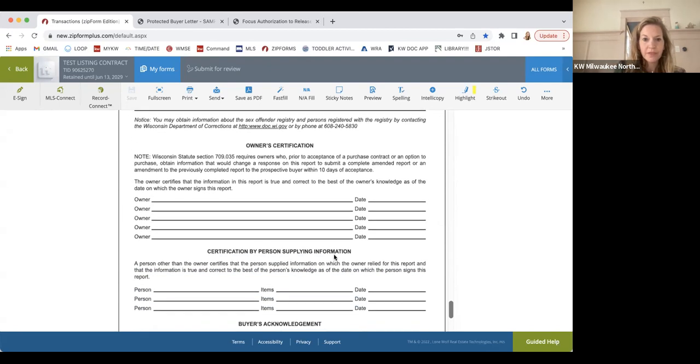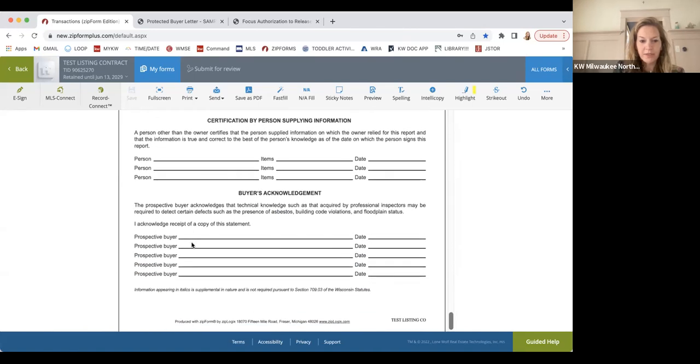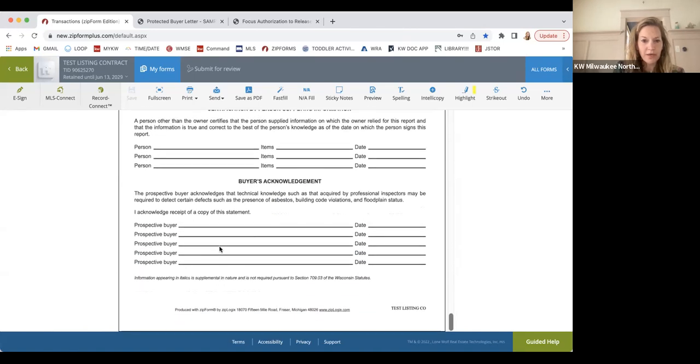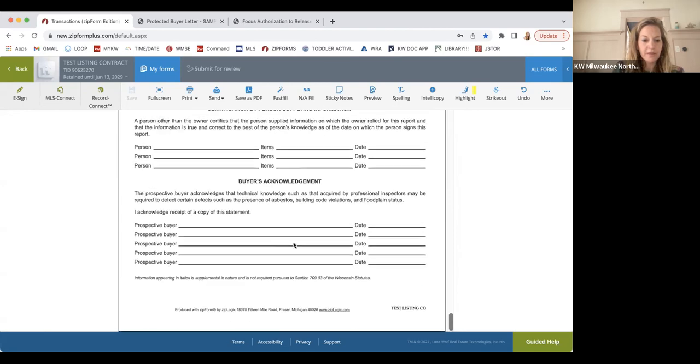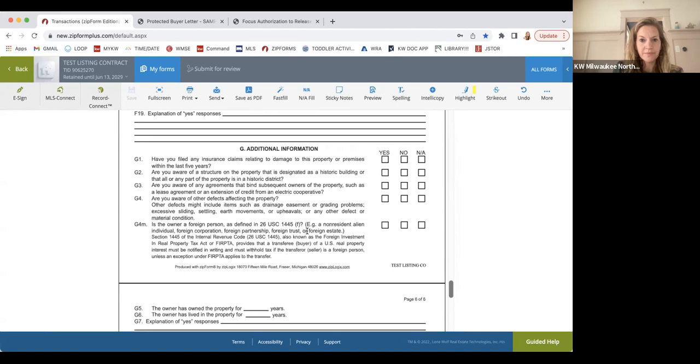Okay. Then once they fill it out, they're going to sign it here. We'll put it in MLS for the potential buyers to view it. And then if an offer is written, the prospective buyer will sign down here, acknowledging receipt and that they've read this. And then they will also incorporate this real estate condition report into their offer to purchase.